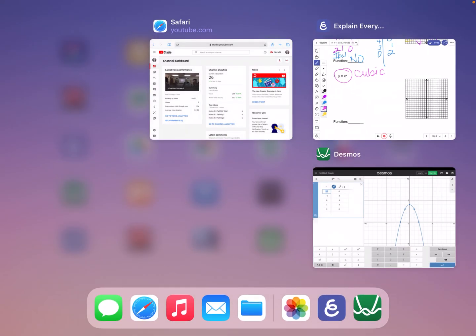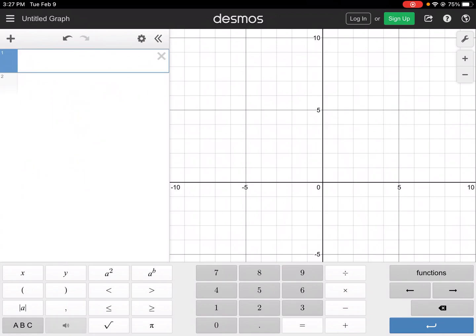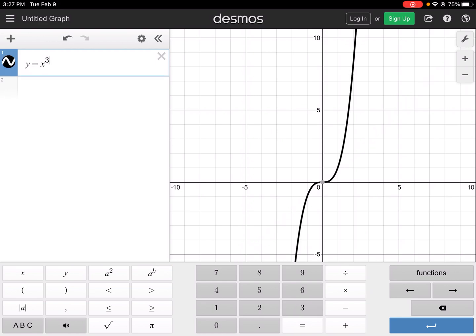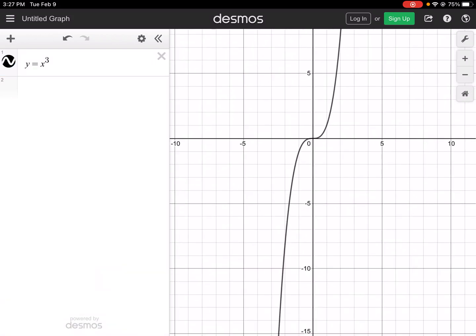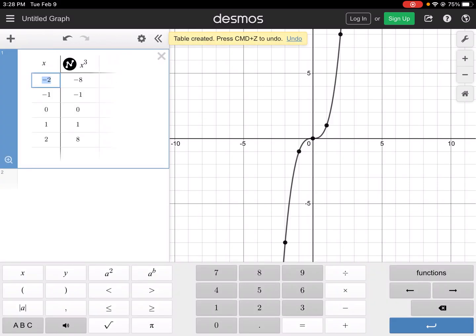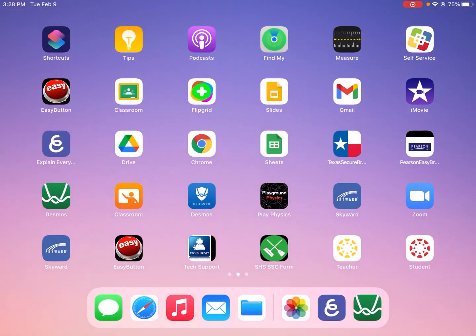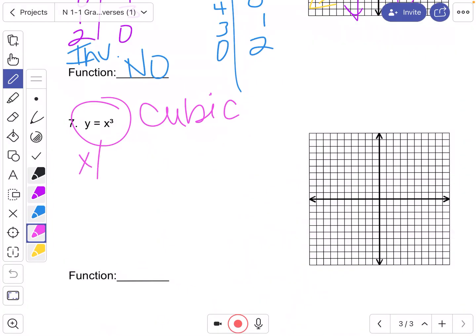So we need to go to the calculator or Desmos. We're typing in y equals x, and then I'm using a to the b power, so that way I can change that exponent to a 3. So this is what a cubic graph looks like, kind of like a snake. So go up to the top, choose your table. We're going to write down our table of values. So -2, -8, -1, -1, 0, 0, 1, 1, 2, 8.